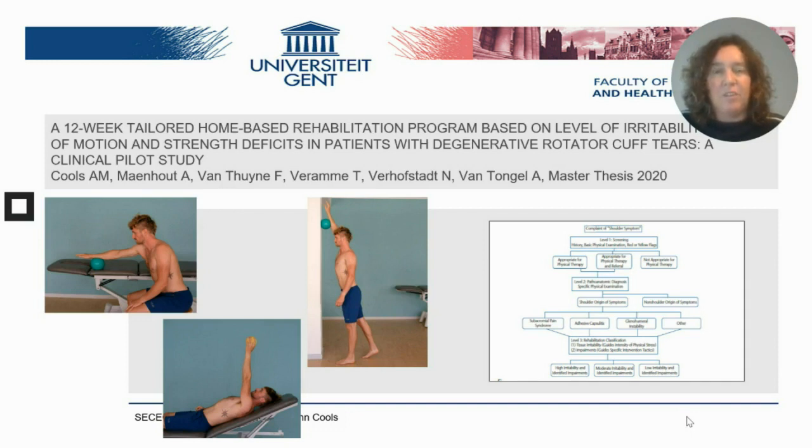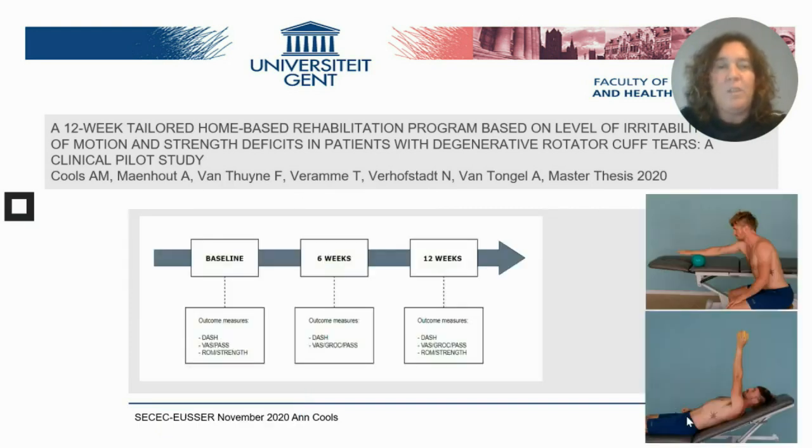Now, we applied this principle on a 12-week tailored home-based rehabilitation program for patients with degenerative rotator cuff tears. So we looked at the level of irritability, the range of motion, and the strength deficits, and we applied the bench, the wall slides, and the Levy exercises to this population. We tested them at baseline, after 6 weeks, and after 12 weeks of treatment.